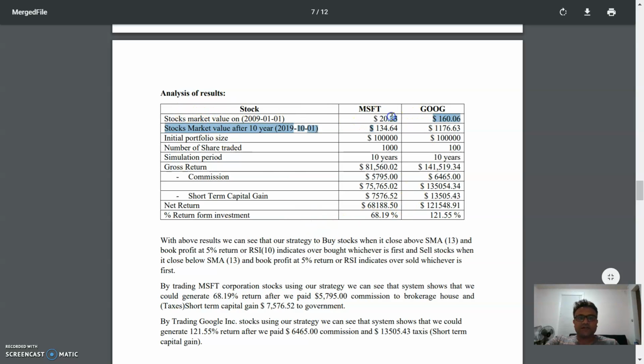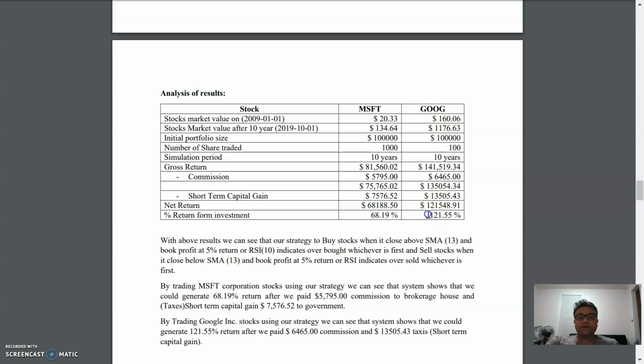So on day one, these are the prices, and at the end of the 10 years, these are the prices for the stocks, and this is the initial portfolio value and gross return. We paid total commission this much, and we generate almost 68% return from the investment by trading Microsoft. If we decide to trade Google, with both buy and sell, then we can make 121% profit after 10 years.